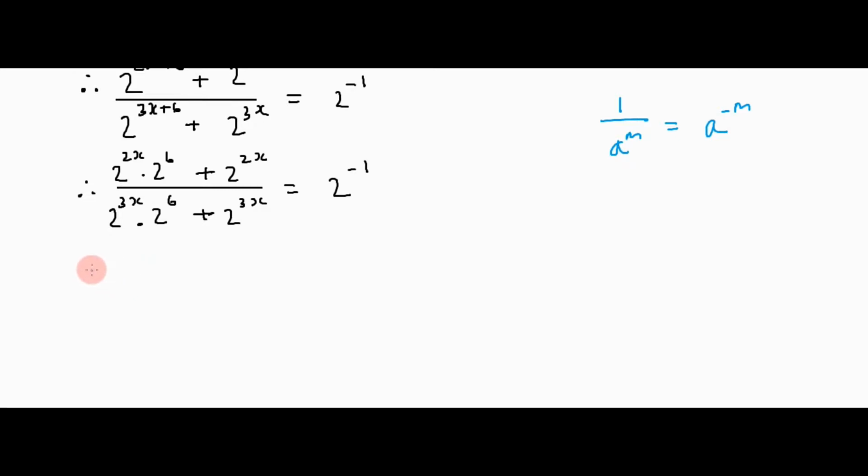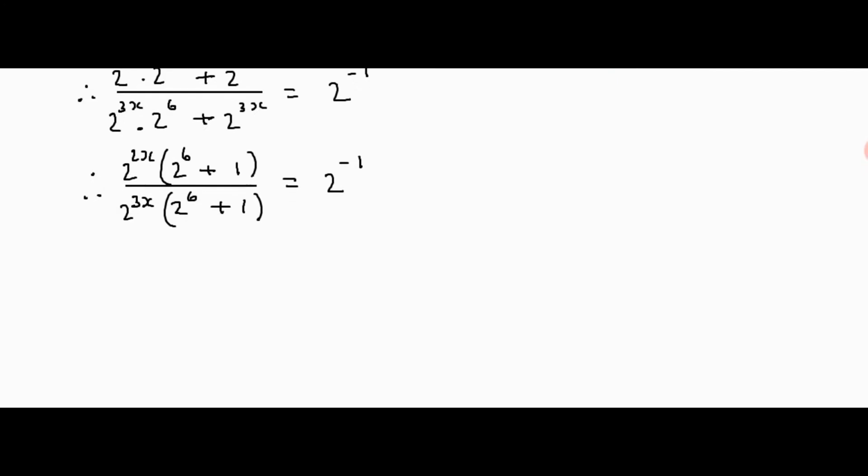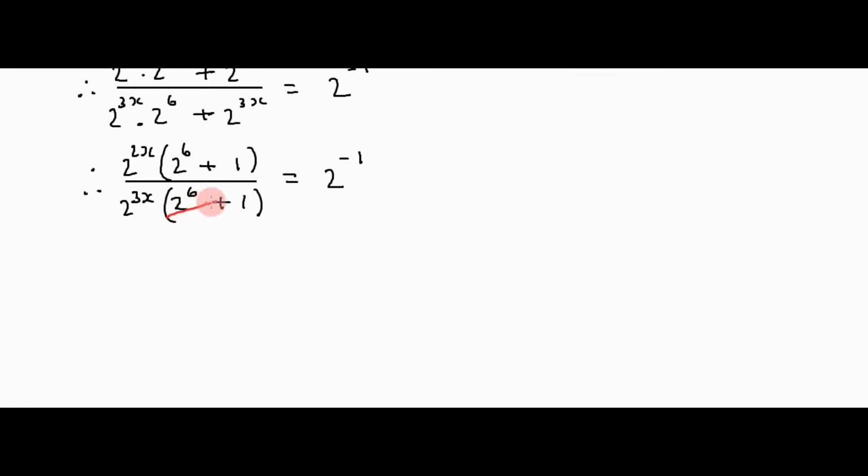We can take out a common factor in the numerator of 2 to the 2x. And in the denominator, we can take out a common factor of 2 to the 3x. So 2 to the 2x as a common factor in the numerator, we're left with 2 to the 6 plus 1. And taking out 2 to the 3x in the denominator, we're left with 2 to the 6 plus 1. And this is 2 to the negative 1. These terms cancel on the left-hand side.